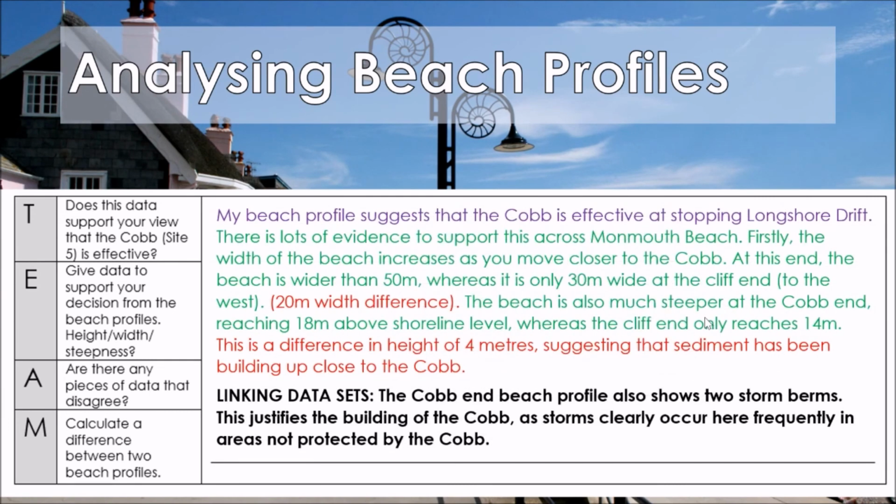Okay, so let's look at what we could have written. You'll notice that this looks a little bit different for two reasons, which I'll explain as we go through. So when we're looking at our trend, we're looking at the idea that the Cobb is effective at stopping longshore drift. There's lots of evidence, so now going into the green, first thing is that the beach becomes wider as we go closer to the Cobb. So that's suggesting that we've got that build up, isn't it, of sediment. We've got some data there to give evidence of that.